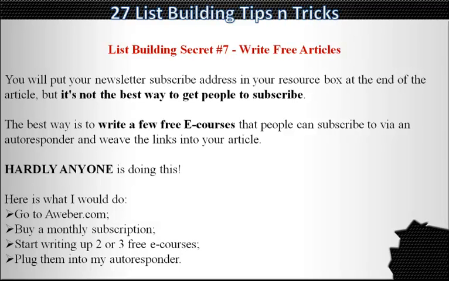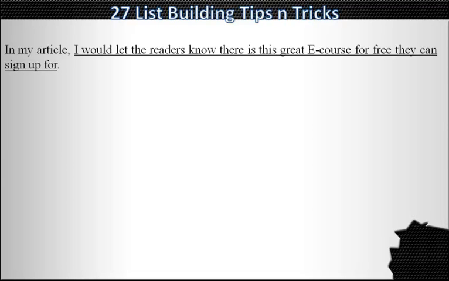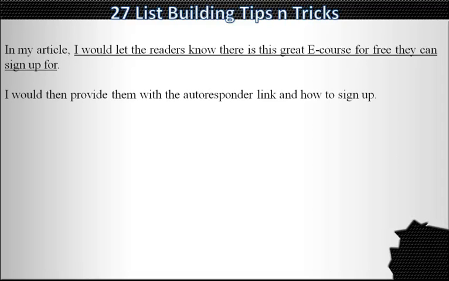So instead of trying to fight these people every day of the week, I've accepted this is going to happen, and I made provisions for it. And in fact, it probably works in my favor. So in my article while I'm writing it, I would let the readers know there is this great e-course for free they can sign up for. I wouldn't mention it was mine. I would just weave it into my article, and it looks like I'm providing them with a great free resource. I would then provide them with the autoresponder link and how to sign up.